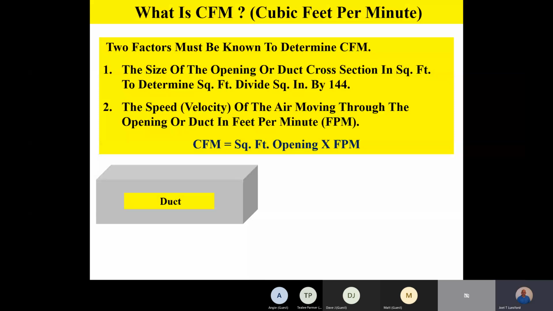I'll take the velocity of the air in this example. In our example, it's 650 feet per minute velocity. 650 times 2.5 square feet, and that will give us our actual CFM. So go ahead and do that for me on your calculator. Multiply 650 feet per minute velocity times 2.5 square foot opening of the duct. And then the actual CFM should be 1625.